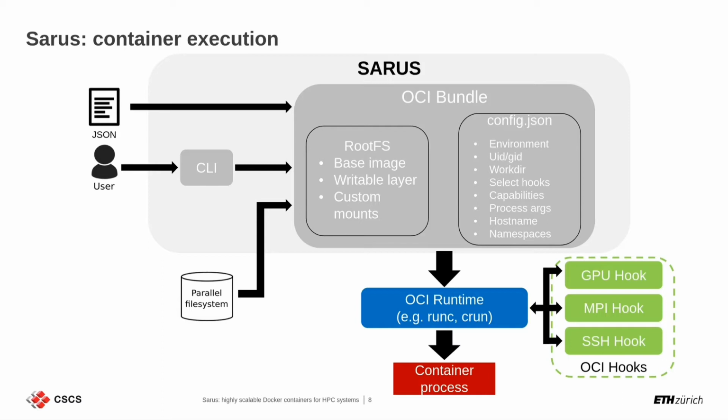One of Sarus's key design points is the capability to configure external programs which are called by the runtime to perform additional actions on the container. Because these programs use an interface once again defined by the Open Containers Initiative, they are generally called OCI hooks. Later we will have a part of this presentation dedicated to OCI hooks, but for now I would like to illustrate in more detail the creation of the bundle components. Those will be the rootfs and the config.json.